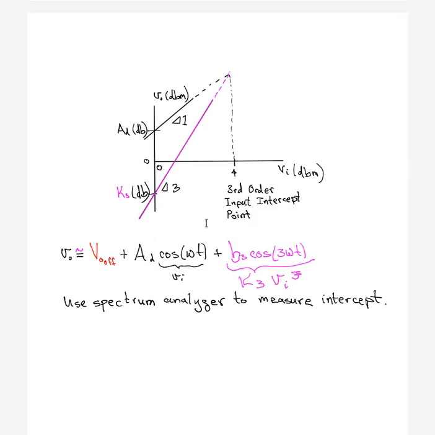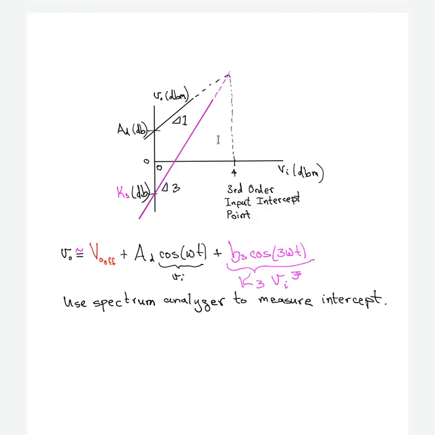Now, if you do the same thing with the cosine of 3 omega t, which is really K3 Vin cubed, you're plotting the Vin cubed on the y-axis here in logarithmic fashion versus Vin here, and that gives you a slope of 3. And the y-intercept is K3 in dBm, or K3 in dB relative to 0 here, the way I've drawn it.